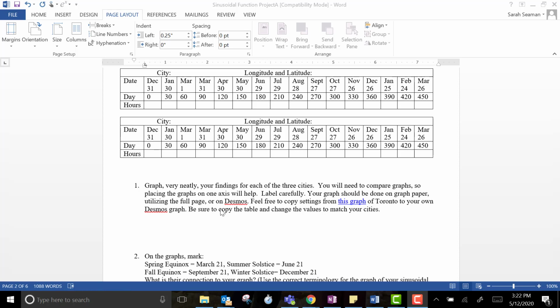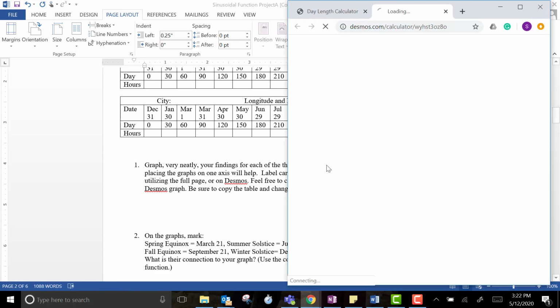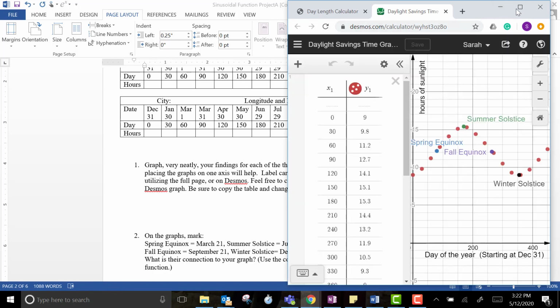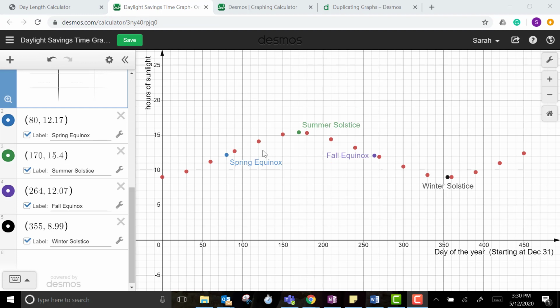After you have that done, the next thing you're going to do is graph your data. You can do this a few different ways, either very neatly on a piece of paper, or you can do it on Desmos, and then submit screenshots of your graphs with your work. If I go to this graph that I created for Toronto, and if you use Desmos, you're more than welcome to use my graph. When you click on that graph, it should open up my graph of my Toronto values.